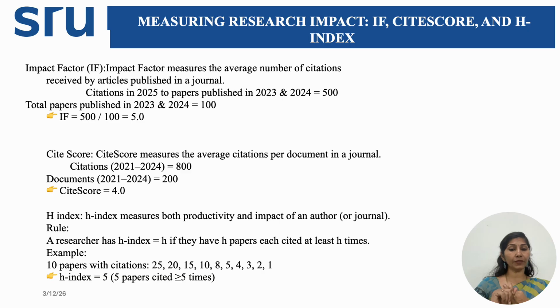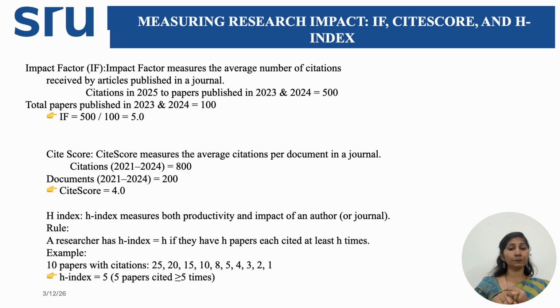For example, if they have 500 citations for 100 papers, they will divide 500 by 100, so the impact factor of that journal will be 5. In the case of CiteScore, a similar concept is applied, but it is taken for a window of 4 years. For example, here the citations are 800 and we have 200 documents, so 800 divided by 200, the CiteScore will be 4.